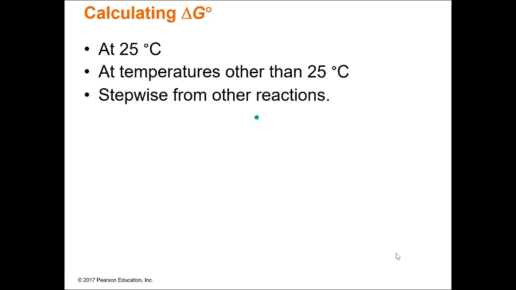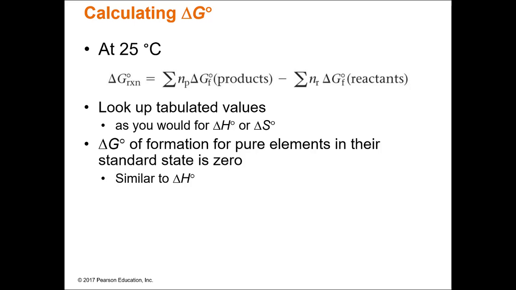So we want to know how to calculate the delta G of formation at standard state at 25 degrees Celsius, at other temperatures, and then stepwise from other reactions. So these are the things we'll be looking at. And basically, this is how we do these. For reactions at 25 degrees Celsius, we basically just do the same thing we've done for enthalpy and entropy. We look up the values in the appropriate table, we add up the products, and then we subtract the summation of the reactants. So again, basically using Hess's law.